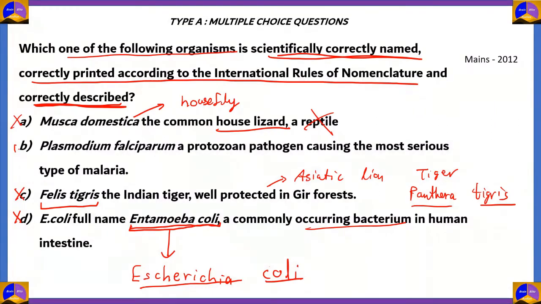The correct answer is option B, Plasmodium falciparum, a protozoan pathogen causing the most serious type of malaria. So Plasmodium is a protozoan and it's a pathogen. It causes malaria, and there are a few species of Plasmodium which cause malaria, but Plasmodium falciparum causes the most serious malaria. So therefore all parts of this particular option are correct. So option B is the correct option for this question, which was asked in 2012.